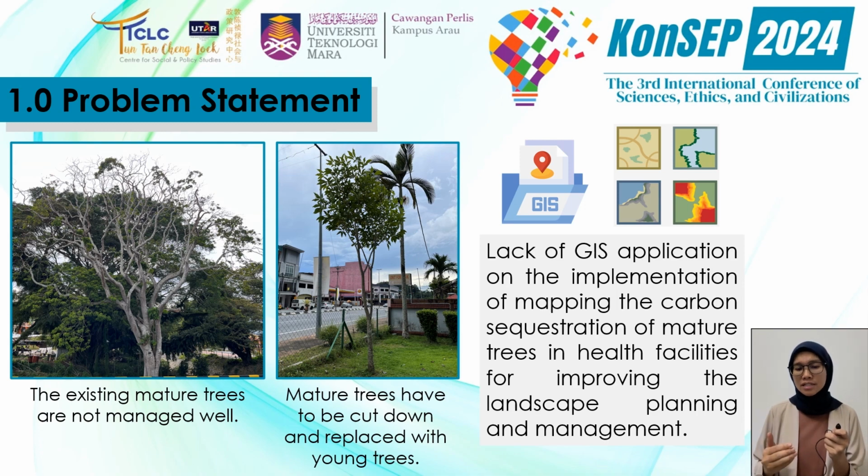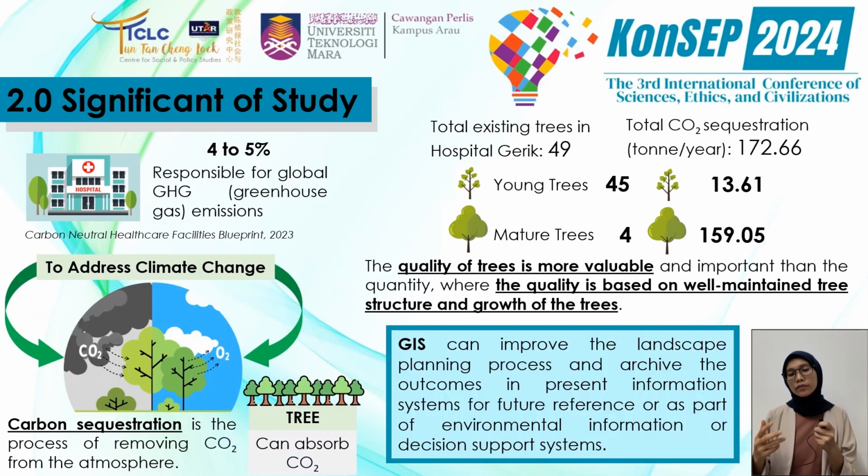While previous studies have addressed the use of GIS in landscape planning, there has been a lack of emphasis on the implementation of mapping the carbon sequestration of mature trees, especially in health facilities. Health facilities are significant energy users because they are dependent on a continuous and reliable energy supply to operate both medical and non-medical equipment. According to the Carbon Neutral Healthcare Facilities Blueprint 2023, health facilities are responsible for 4 to 5% of global greenhouse gas emissions.